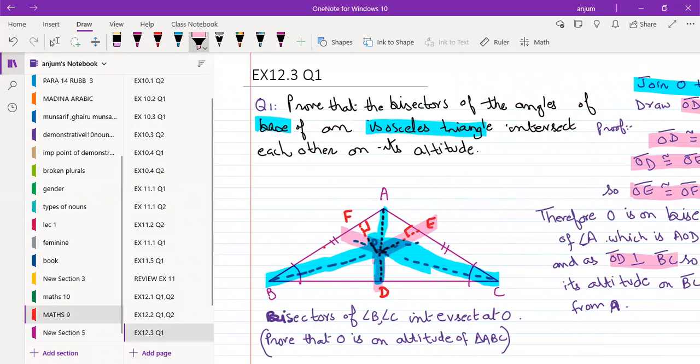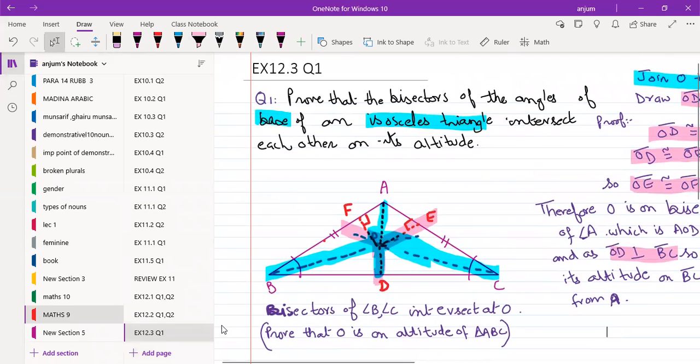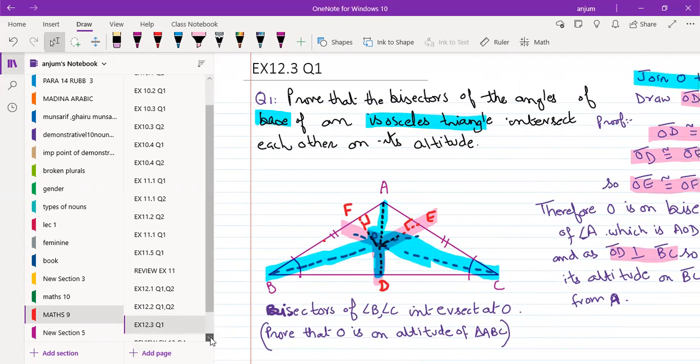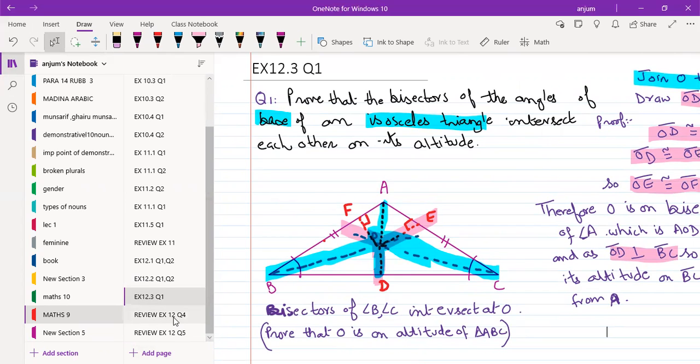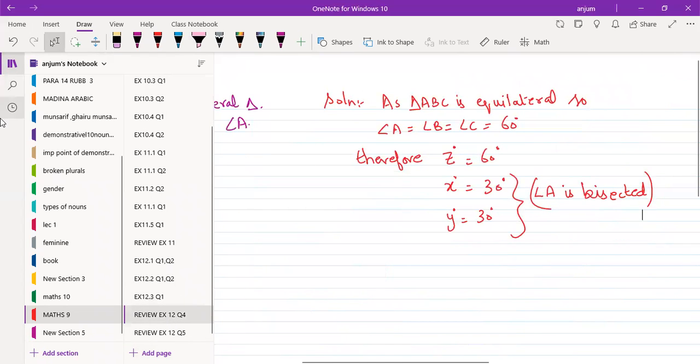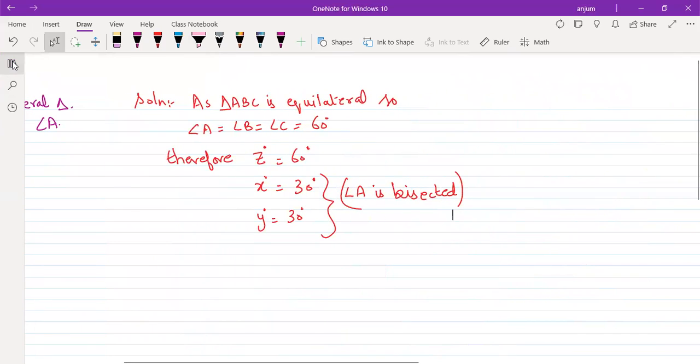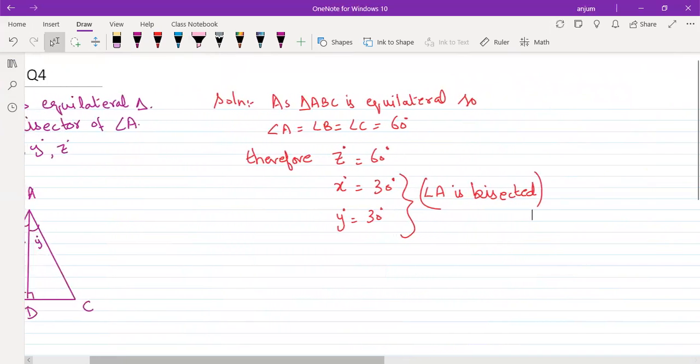Now we come to the next question, which is from the exercise. Review exercise 12, question number 4.